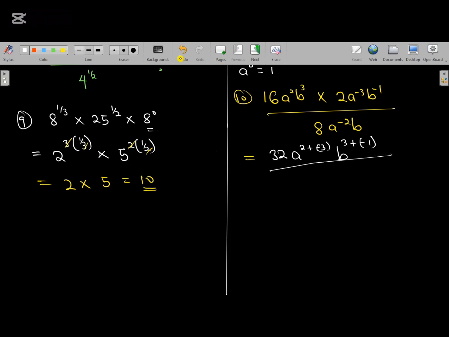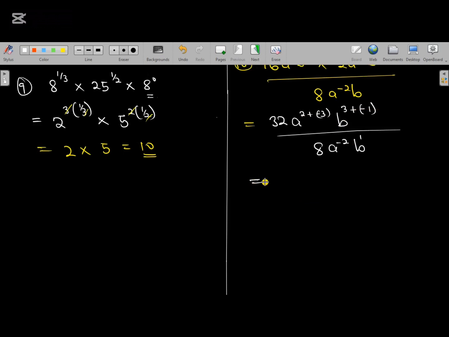And that's all over 8a minus 2, then b. Of course, this b is to the power of minus 1. So here we are now going to have division. Numbers will be divided by numbers, and similar alphabets will divide. Anyway, let's simplify the numerator first. So this will be 32. Plus minus is minus. So a will now be to the power of minus 1, and then b will be to the power of 2.